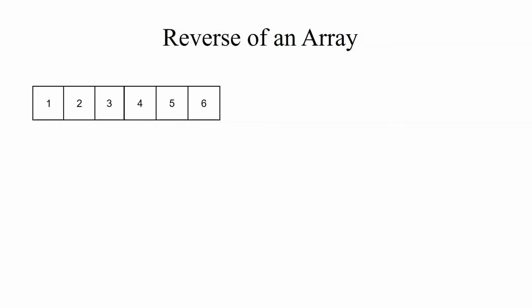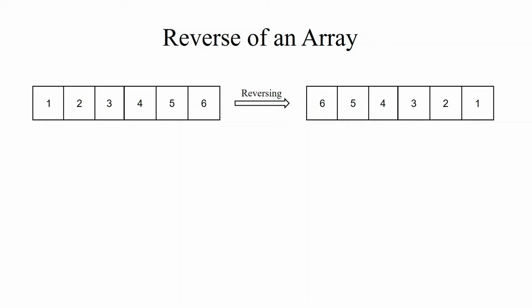So let's start with the first question, that is reverse of an array. Suppose we are given an array of length n. Let's take an array of 6 elements, and the reverse array looks like this, that is, all of the elements are in reverse order. Now this problem can be solved in two ways.